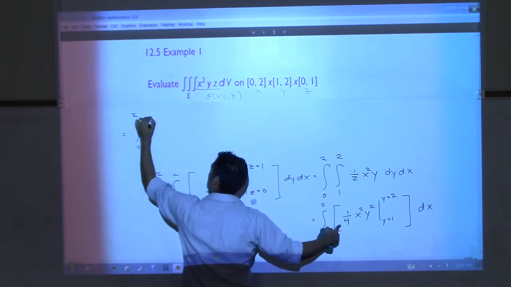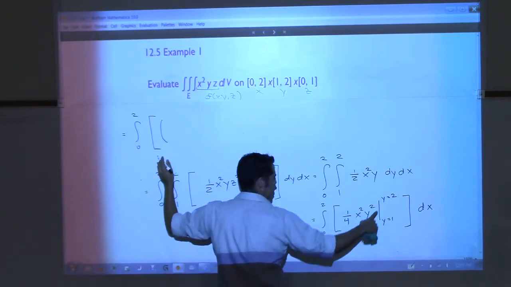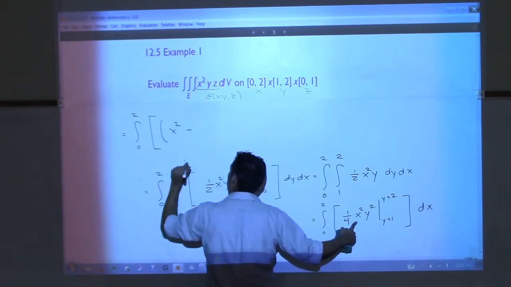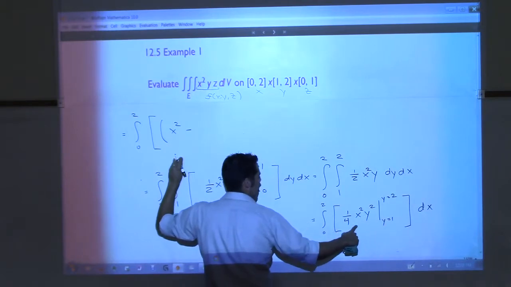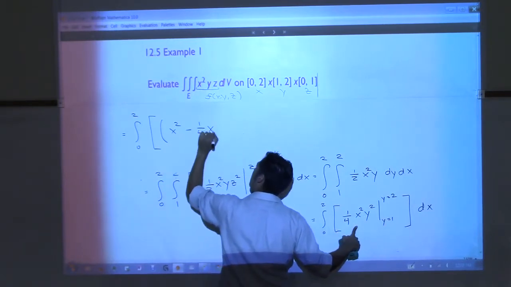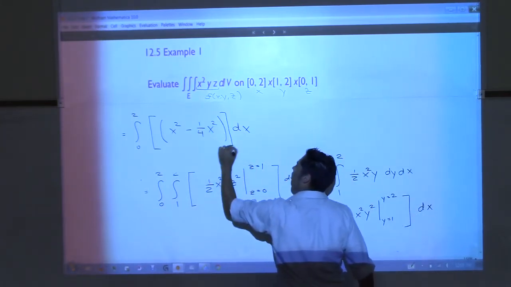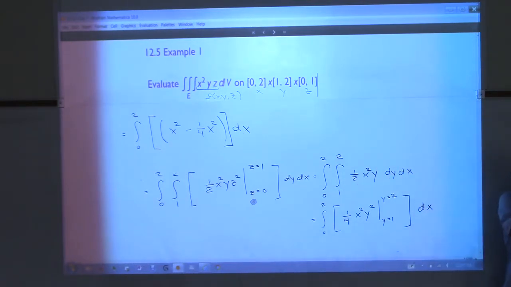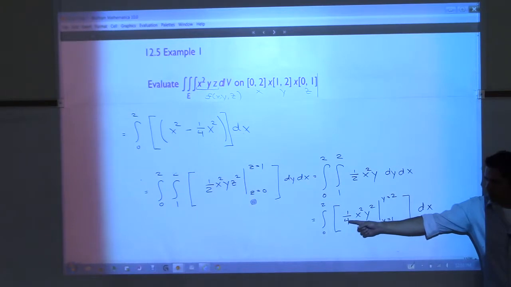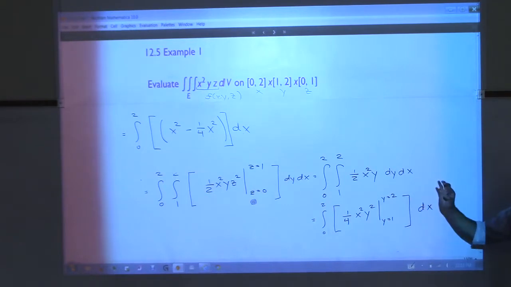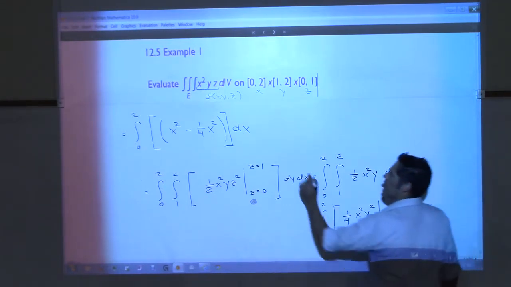All right, let's plug in 2 for y, get 4, 1/4 of 4, it's gone. So I just get x squared there. Minus, when I plug in 1 for y, I get 1/4 x squared. Y'all agree? Any questions? 2 squared is 4 times 1/4 is x squared, minus 1/4 x squared. That's just 3/4 x squared, isn't it?